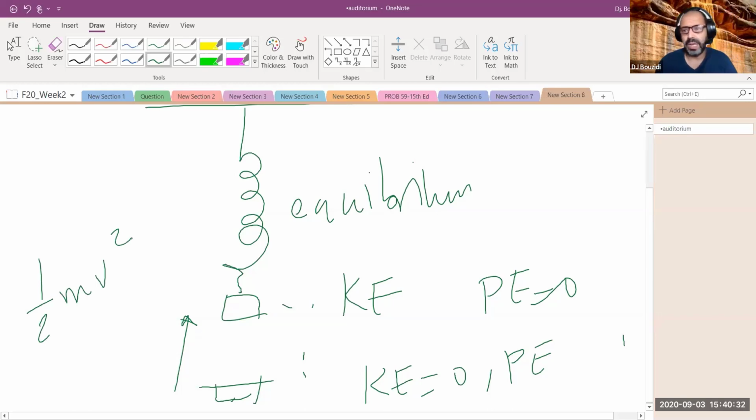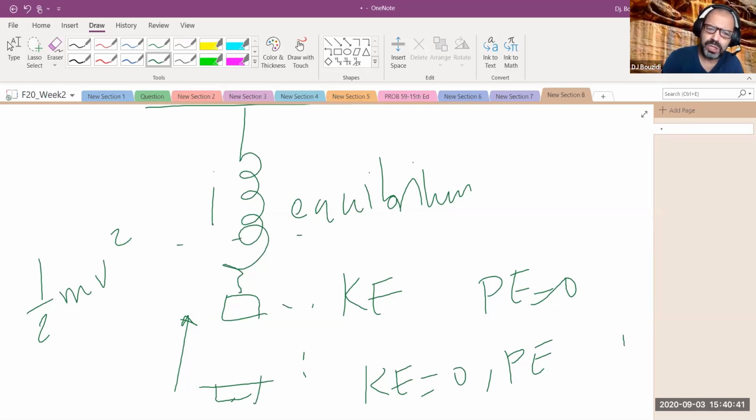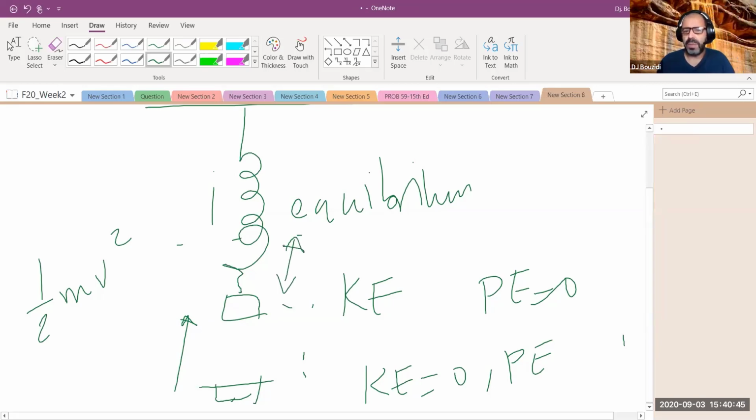Since it's moving, it has kinetic energy. At that point, it's going to compress the spring. So the spring now will compress to a new location. The spring will be compressed by this much. Okay. Now at that point, the mass stops.